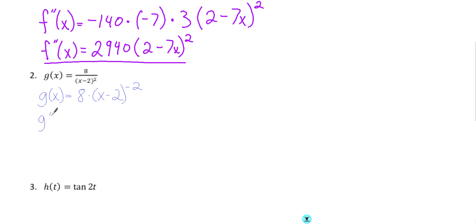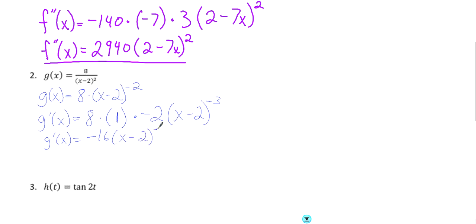So take the derivative, g prime of x equals 8 times the derivative of the inside. The derivative of the inside here is going to be 1. Times the derivative of the outside, we move the negative 2 out front, x minus 2 inside, subtract 1, and we get the negative 3 power. Okay, simplify the first derivative by multiplying 8 times 1 times negative 2, which gives us negative 16 times x minus 2 to the negative 3 power.